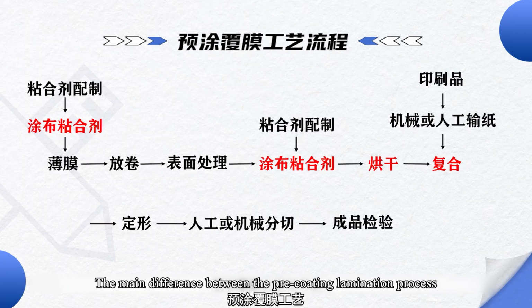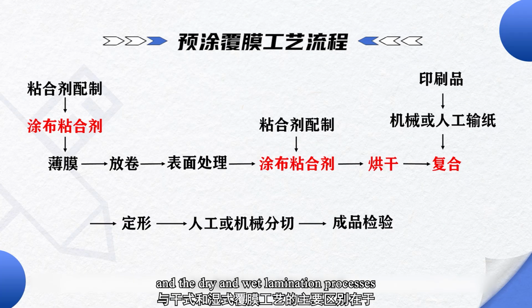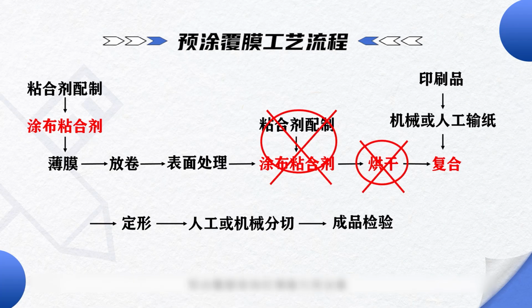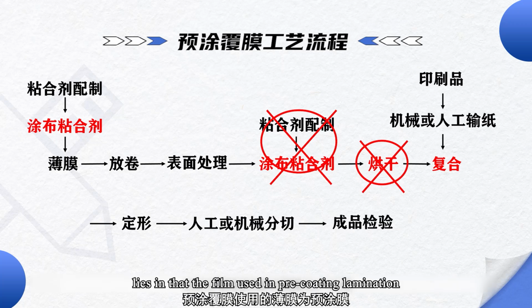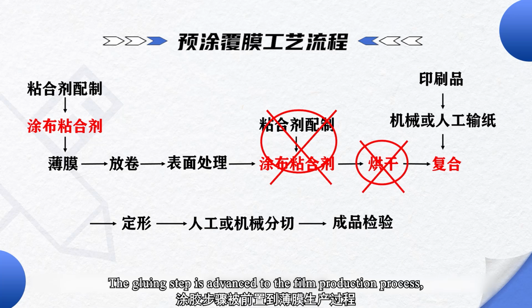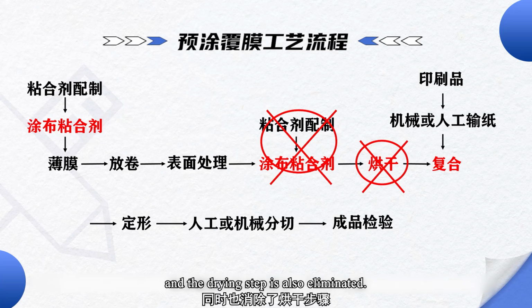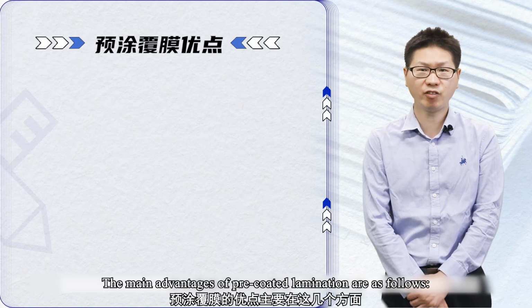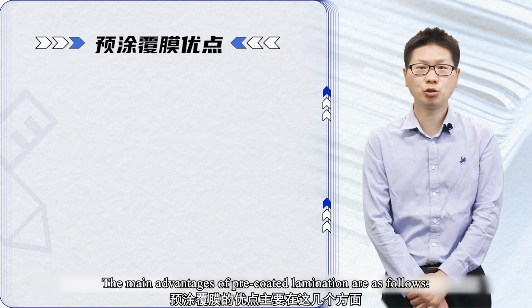The main difference between the pre-coating lamination process and the dry and wet lamination processes lies in that the film used in pre-coating lamination is a pre-coated film. The gluing step is advanced to the film production process, and the drying step is also eliminated. The main advantages of pre-coated lamination are as follows.